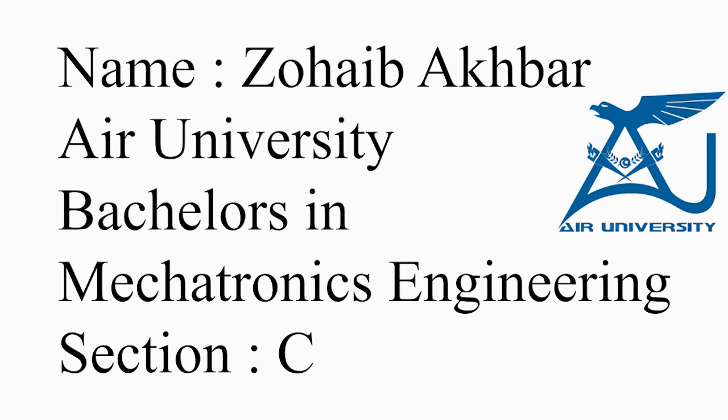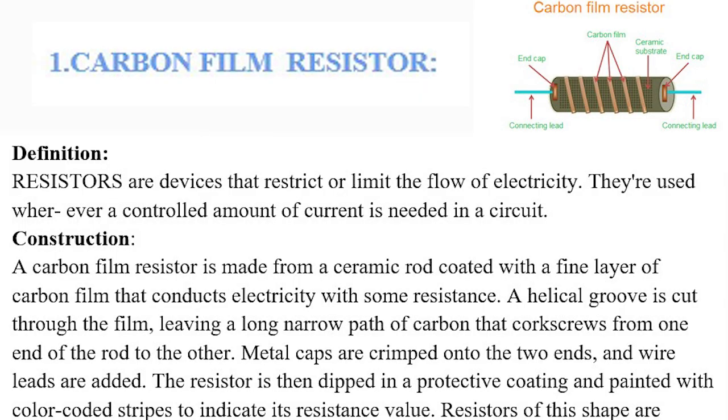I'm going to tell you about 20 components that are used in today's world in electrical. Let's get started. First of all, we have carbon film resistor. Resistors are devices that restrict or limit the flow of electricity. Basically, resistors are used wherever a controlled amount of current is needed in a circuit.